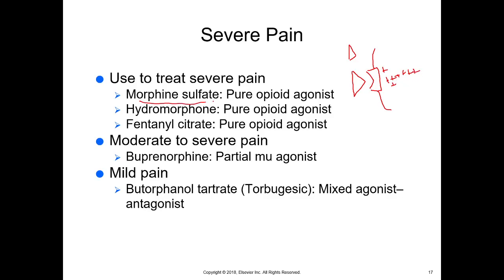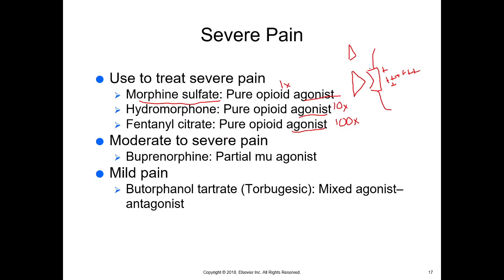Okay, so morphine is 1 to 2 times the natural endorphin. Hydromorphone is like 10 times the natural endorphin, and fentanyl is like 100 times the natural endorphin. So however the natural endorphin would make you feel, taking away pain, making you feel good, these do it better. Okay, and those are called agonists because the puzzle pieces fit together very well. So we are going to use those to treat severe pain. For moderate to severe pain, we're going to use a partial mu agonist.